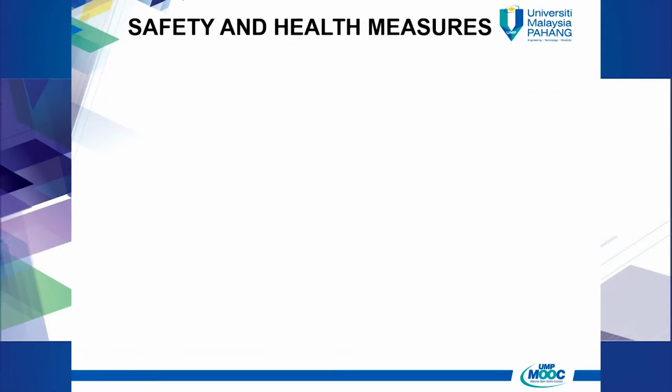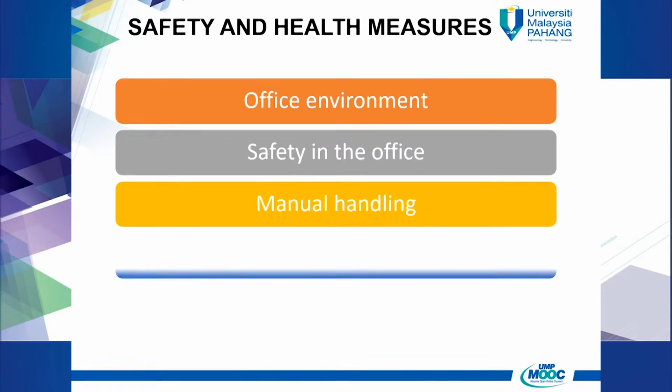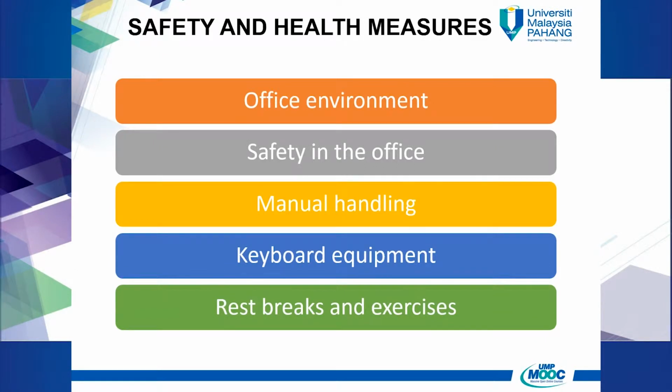In the previous lesson, we have learned about office environment and hazards that can cause accidents and disease to office workers. Measures need to be taken to ensure the health and safety of office workers. Few safety and health measures that will be discussed in this chapter are office environment, safety in the office, manual handling, keyboard equipment, and rest breaks and exercises.